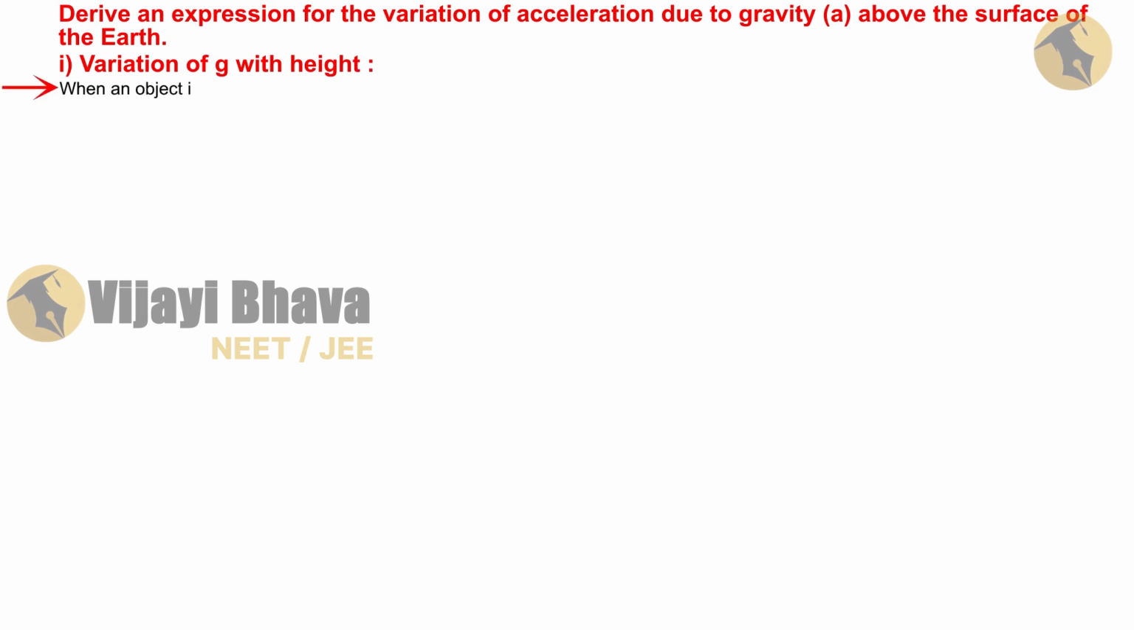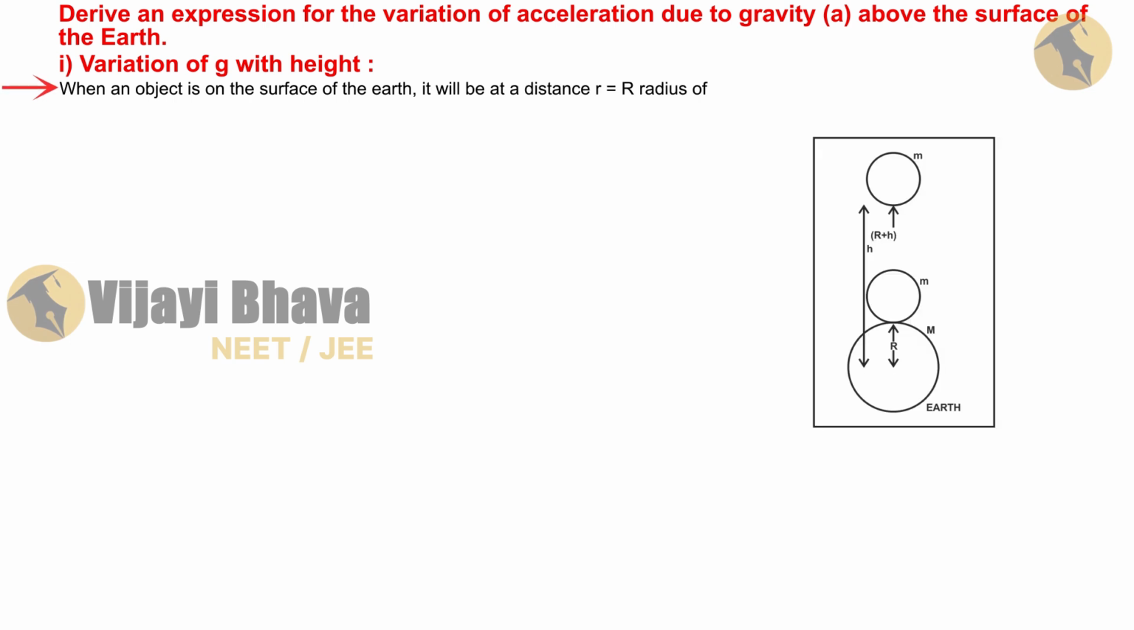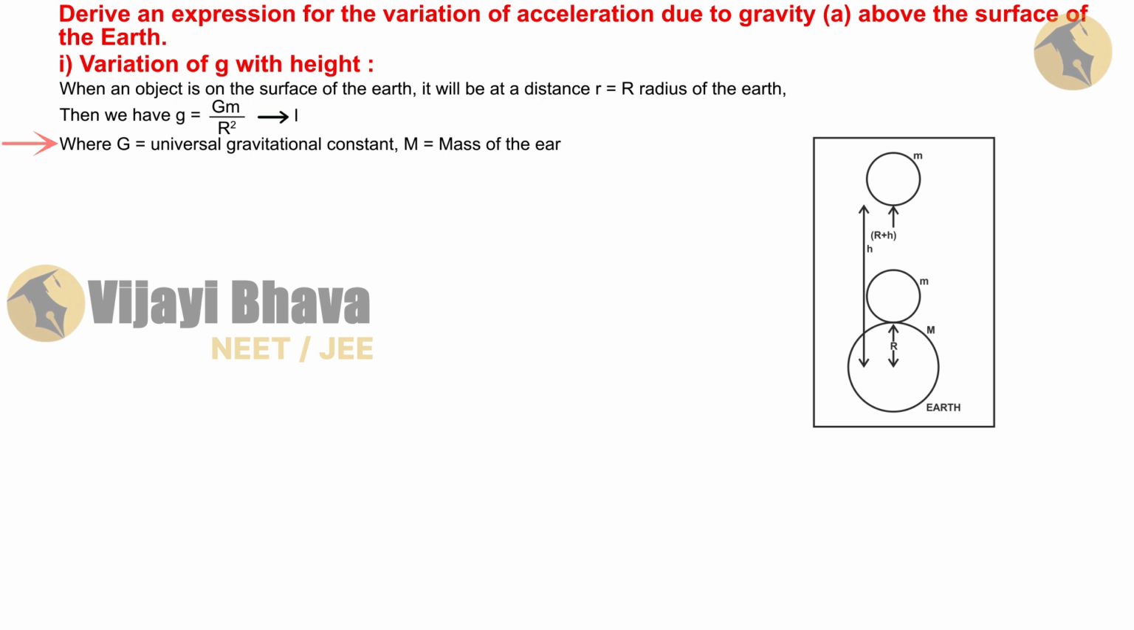When an object is on the surface of the Earth, it is said to be at a distance equal to the radius of the Earth. Thus, acceleration due to gravity, small g, is given by GM by R square, equation 1, where capital G refers to universal gravitational constant, M refers to the mass of the Earth. When the object is at a height h above the Earth's surface, then the distance r can be taken as R plus h, where capital R represents radius of the Earth and h is the height at which the body is placed above the Earth's surface.